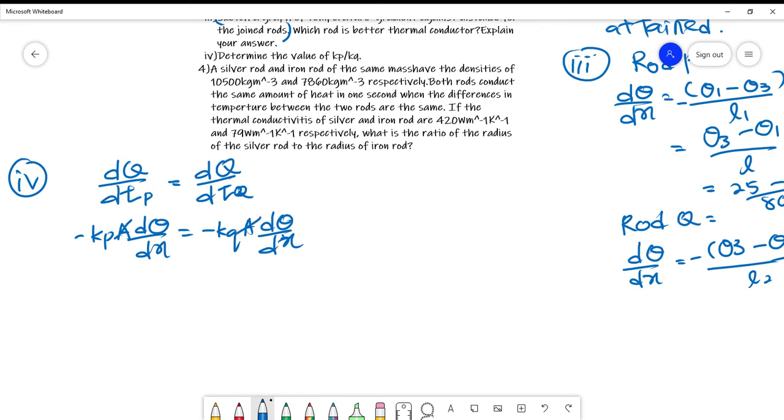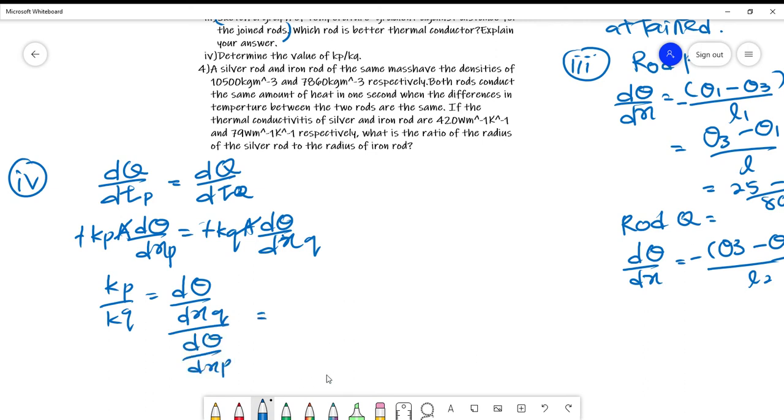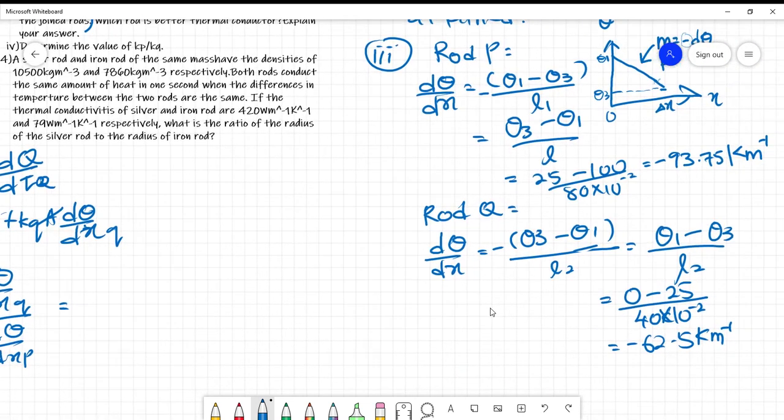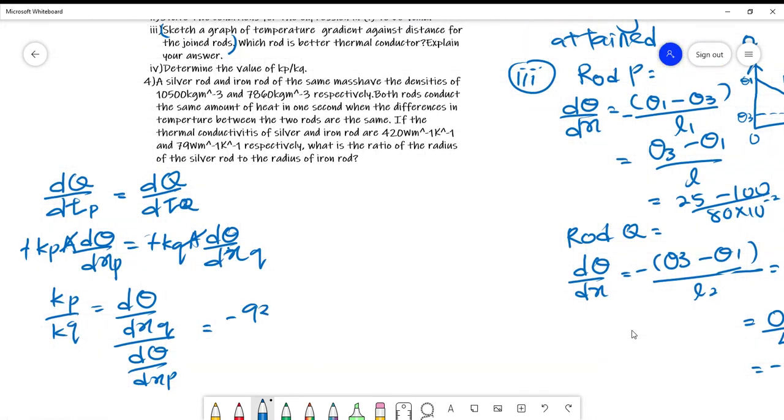So Kp over Kq, this one can also be cancelled. Kp over Kq, and this one is P and this one is Q. So this is d theta over dx Q over d theta over dx P. So what we need to do is only substitute negative 93.75, divided by negative 62.5.